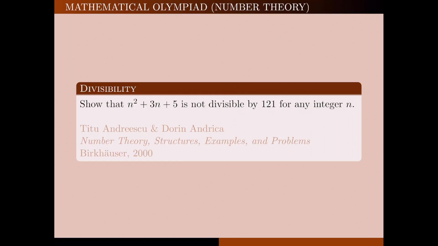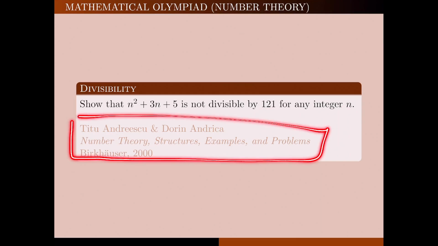Hello, in this video we are going to solve the following problem, Mathematical Olympiad, number theory. The topic is divisibility. Show that n squared plus 3n plus 5 is not divisible by 121 for any integer n. This problem is taken from the following book.